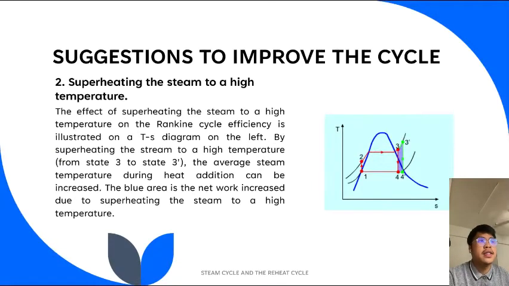The second one is superheating the steam to a high temperature. The effect of superheating the steam to a high temperature on the steam cycle efficiency is illustrated on the graph. And the blue area, as you can see on the graph, is the increase of network due to the superheating of the steam to a high temperature.